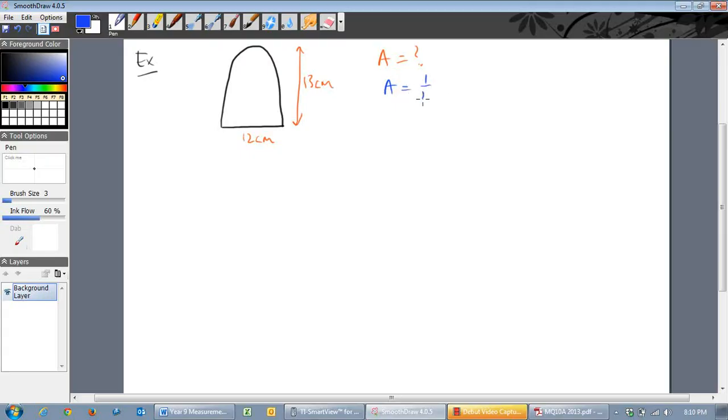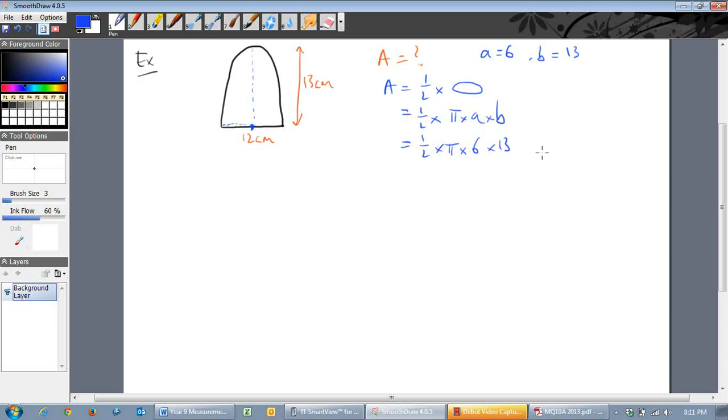So the area will be half of an ellipse, which is half times pi times A times B. In this case, what's A and what's B? Well, if you think of this as the center of the ellipse, then that's the long side and that's the short side sort of there. And so what's A equal to? Well, A will be equal to that little distance there, which is half of 12, which is 6. And B will be this distance from here to here, which is 13.